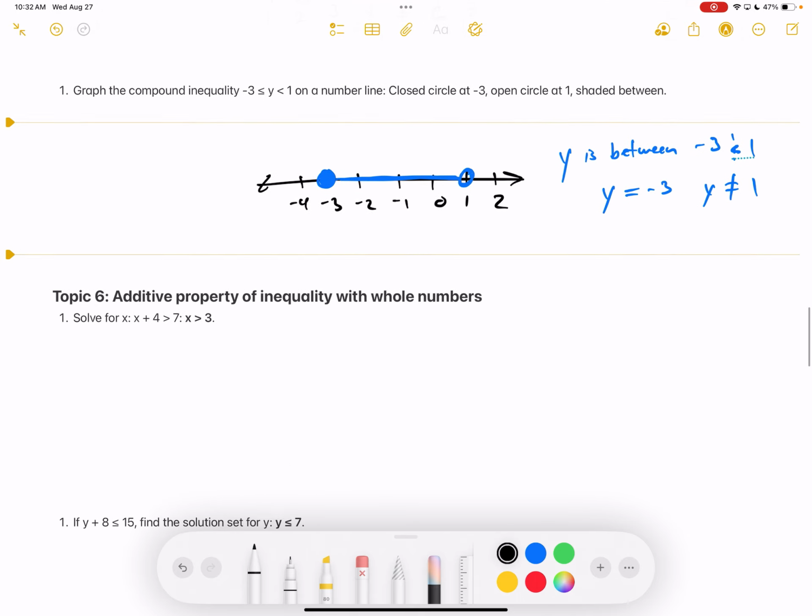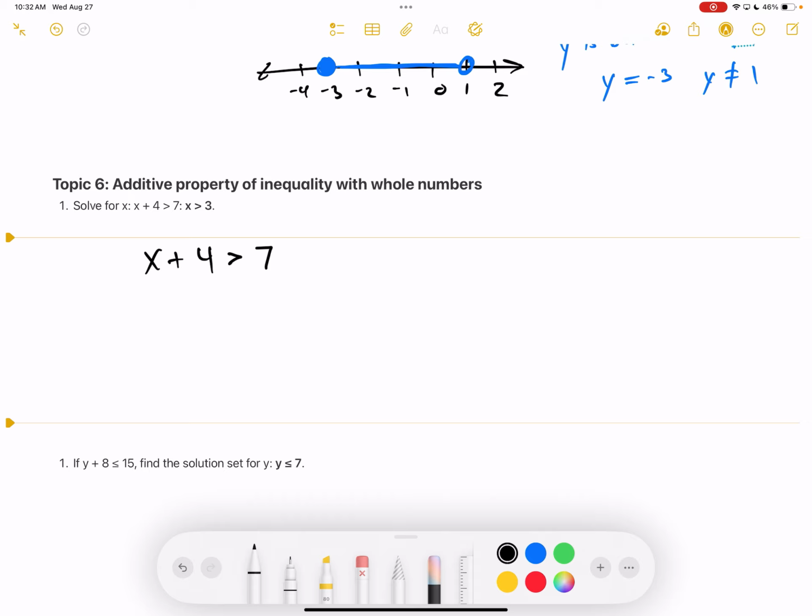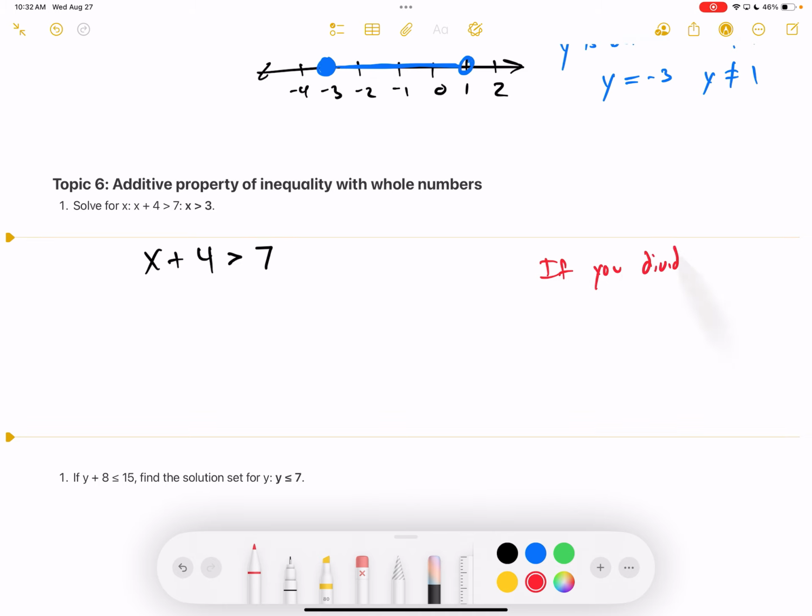All right, so that's kind of going through the different signs and graphing them. When we get into actual equations, everything works the same exact way as solving a normal equation, except there's one catch. The one rule is if you divide, or technically multiply, if you divide or multiply by a negative, you have to flip the sign.